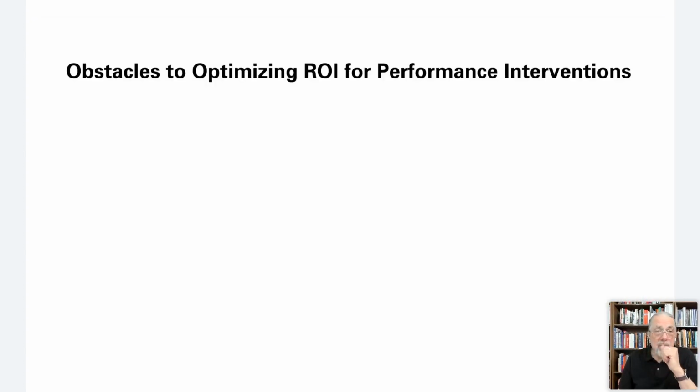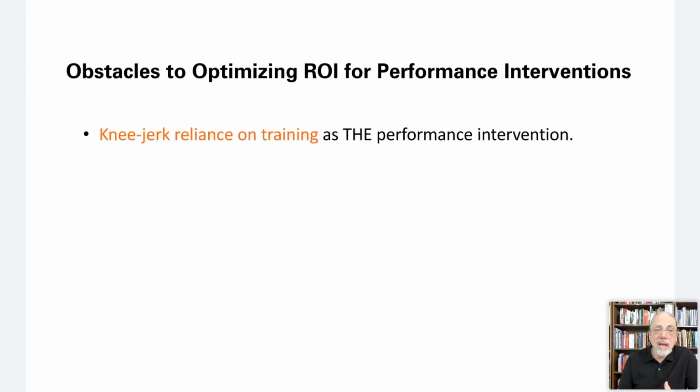So I wanted to list a few of the obstacles that we think exist in terms of optimizing ROI. And one of them is, and everybody here is probably familiar with this, the sort of knee-jerk reliance on training as the performance intervention. You speak with senior leaders, or you speak with managers in departments, et cetera. And they say, well, I got a performance issue, train them.